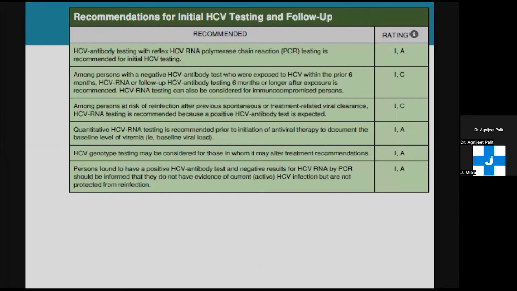clearance. Quantitative HCV RNA testing is also recommended prior to initiation of antiviral therapy to document the baseline level of viremia. Also, HCV genotype testing is to be considered in those in whom it may alter the treatment recommendations. I will come to the treatment in the later slides. Persons found to have a positive HCV antibody test and negative HCV RNA PCR, it should be kept in mind that they are not protected from reinfection, but they do not have any evidence of current infection.